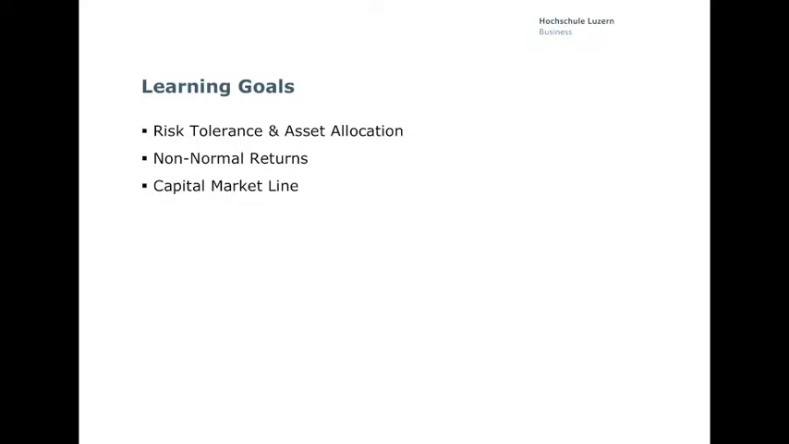The learning goals for session 2.3 are: you should be able to explain the utility maximization problem as a function of allocation to the risky asset Y. You should know what and how non-normally distributed returns impact the allocation to the risky portfolio versus the risk-free vehicle. And students should be able to explain passive strategies in combination with the capital market line.